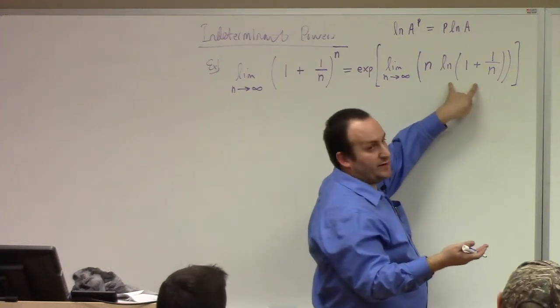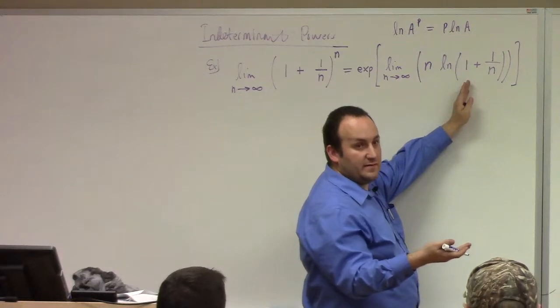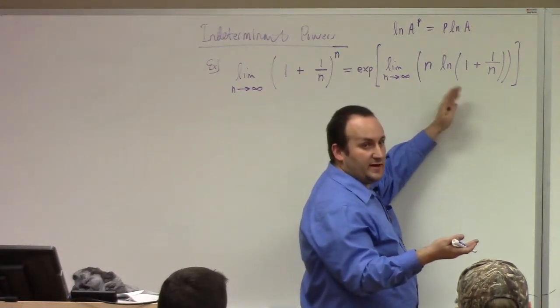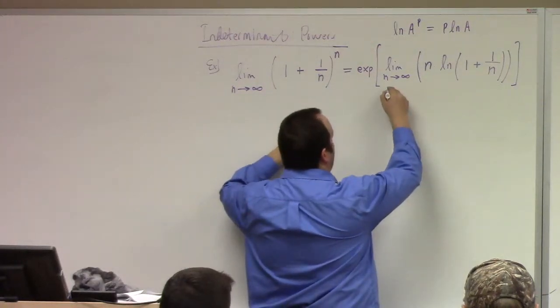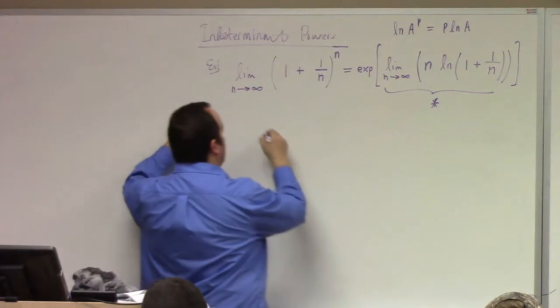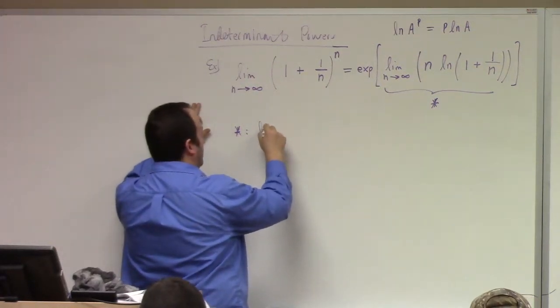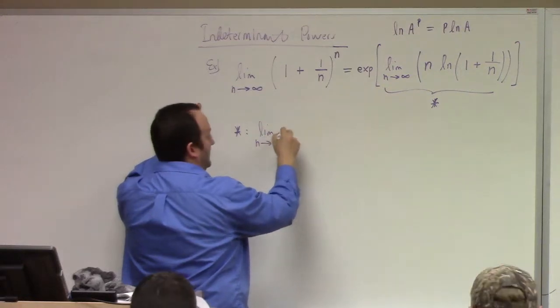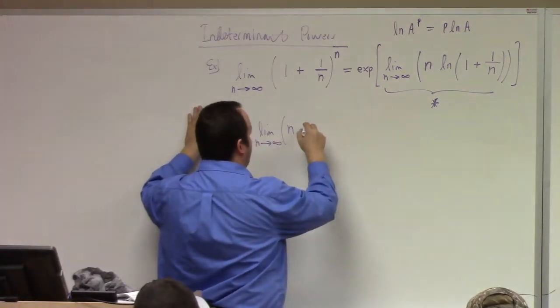So this is log of 1, which is like infinity times 0. See? It's an indeterminate type, but not of the power kind, of the product kind. And then, so usual name calling, call this thing star. All right? So star is the limit as n goes to infinity. If you were lazier than me, you might avoid writing it again. But I'll just write it again for the sake of being clear.